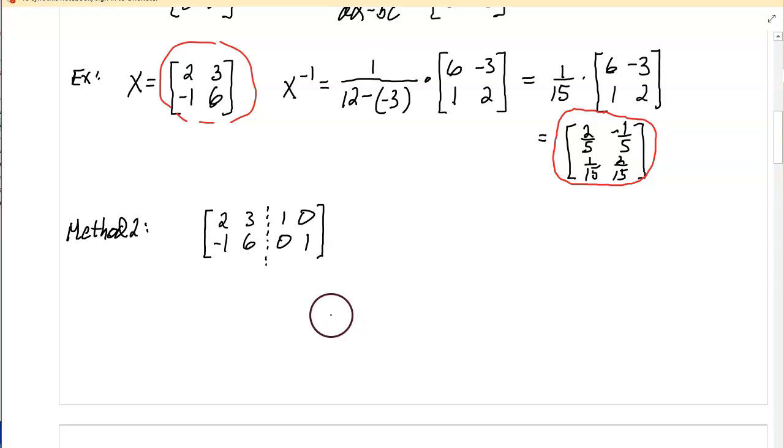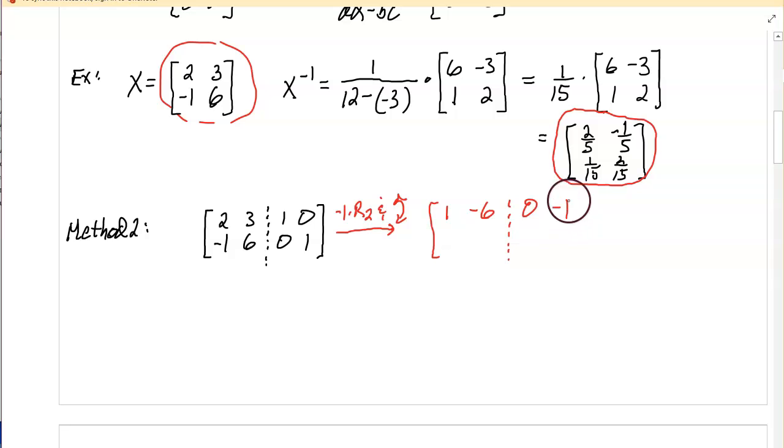Next, I'll perform row operations until I've transformed the left side into the identity 1, 0, 0, 1. While performing those operations, the values on the right side of the divider will change. Let's work through those steps. As one of my transformations, I'm going to multiply -1 times row 2, because that will create a +1 here instead of a -1. And I will switch the two rows. I'll have 1, -6, 0, -1. And the second row will be 2, 3, 1, 0.